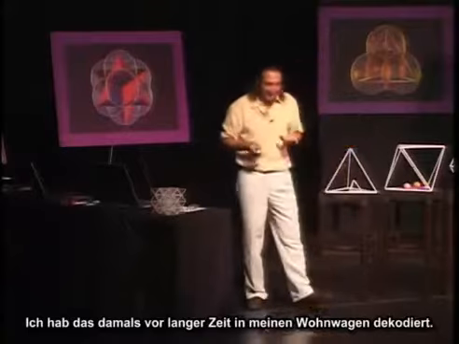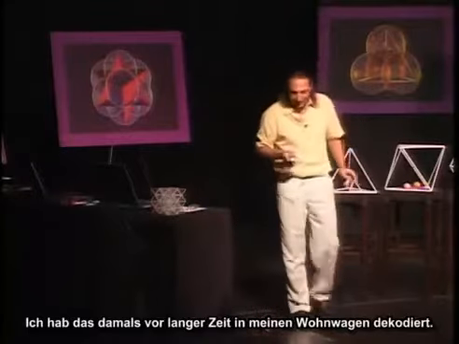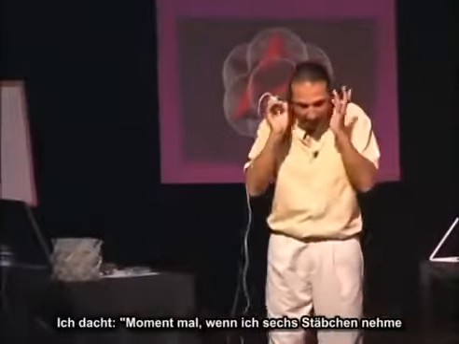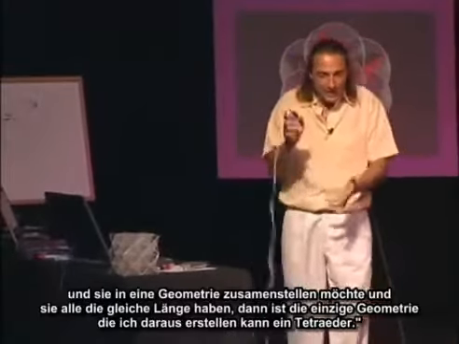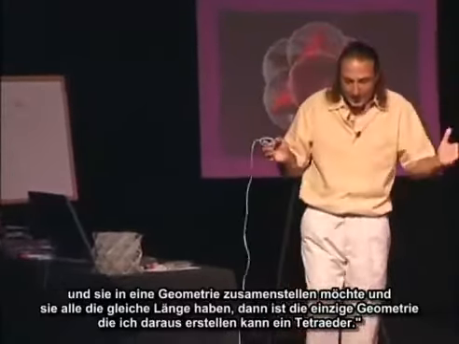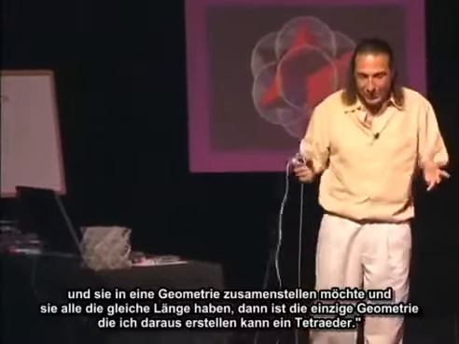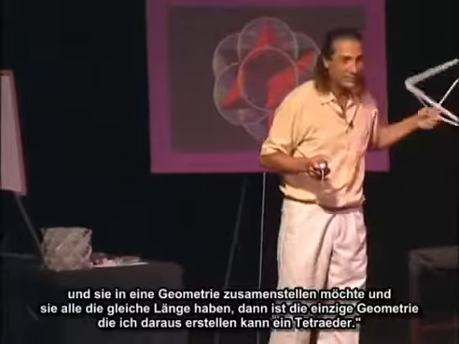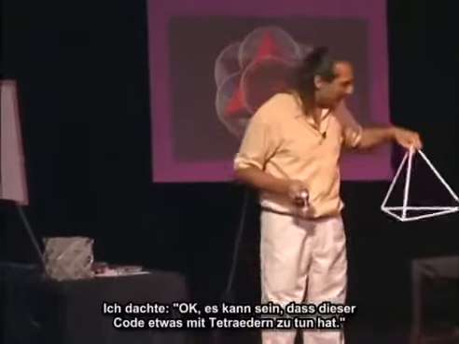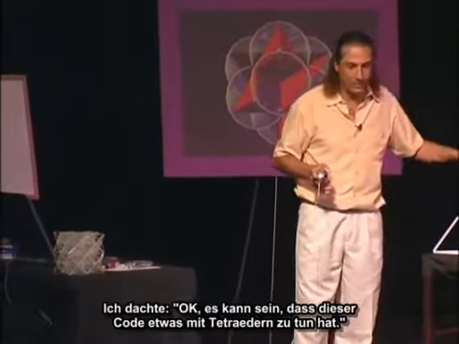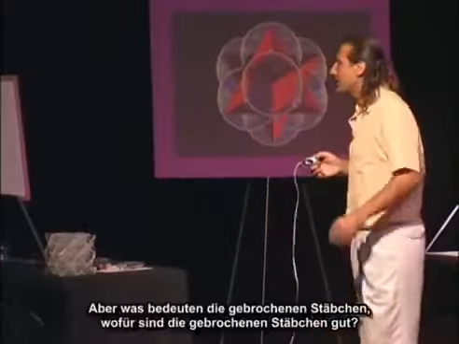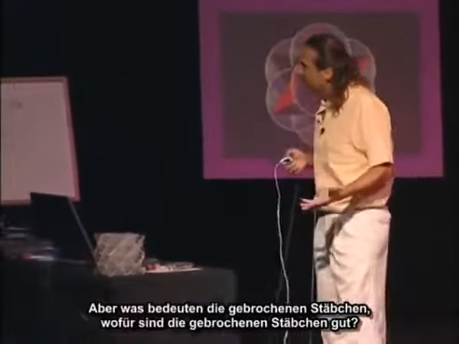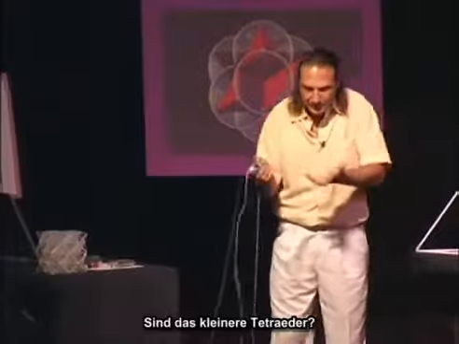Now, I was looking at this, and again, I was in my van decoding this a long time ago, and I'm thinking, wait a minute, if I take 6 sticks and I put them together in a geometry, if they're the same length, then the only geometry I can generate out of those 6 sticks is a tetrahedron. And I thought, okay, that kind of works, so maybe the code has to do with tetrahedrons. But what would it be about the broken sticks? What are the broken sticks about? What's going on? Smaller tetrahedrons, what's going on?